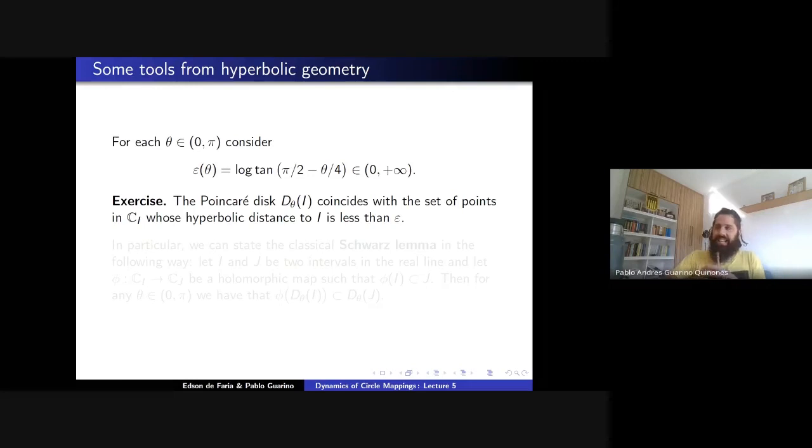The exercise asks you to prove that the Poincaré disk of angle theta is exactly the set of points in this hyperbolic space, CI, with distance less than epsilon to your interval I. So you have your interval I, you want to take an epsilon neighborhood of your interval I. This will be a Poincaré disk, and the relation between theta and epsilon is given by this formula.